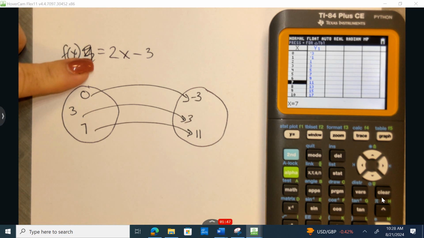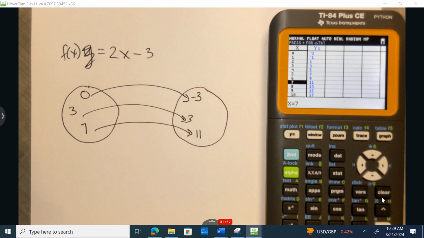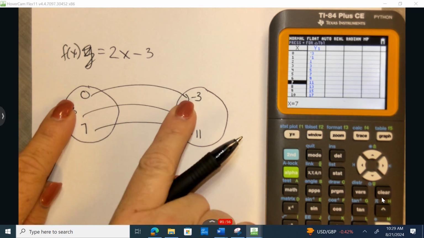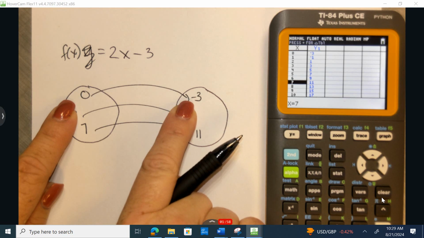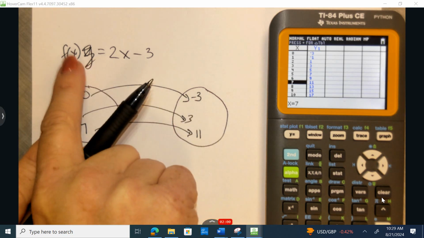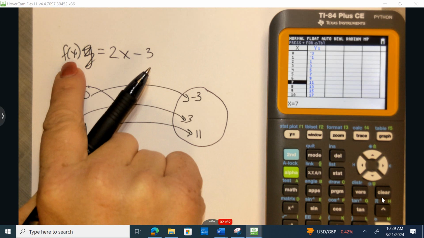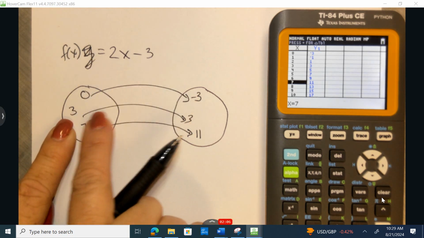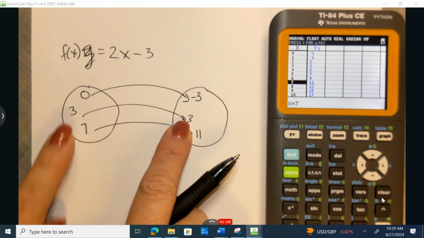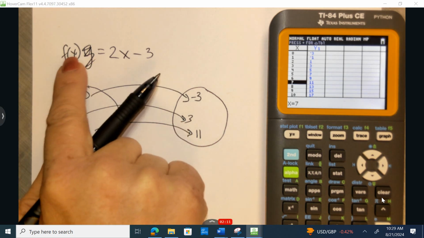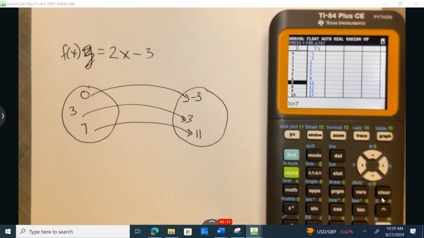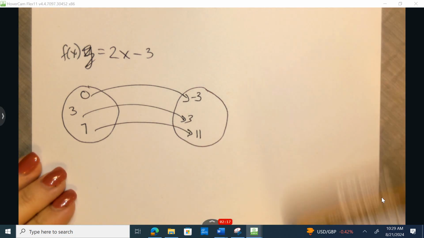Function f says, if I'm in a car and I put it into drive, I'm going to go forward. So when I put it into drive, I plug in 0 and I go forward, and what do I end up with? Negative 3. Using this analogy, if I drive forward with function f and I plug in 3, what do I end up with? 3. If I drive forward with function f and I plug in 7, what do I end up with? 11.